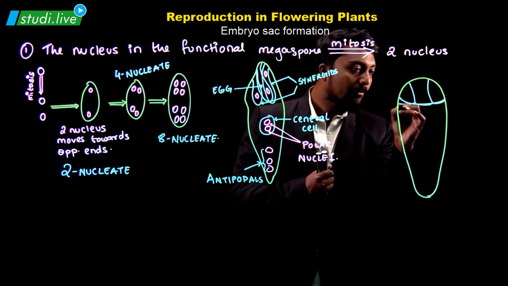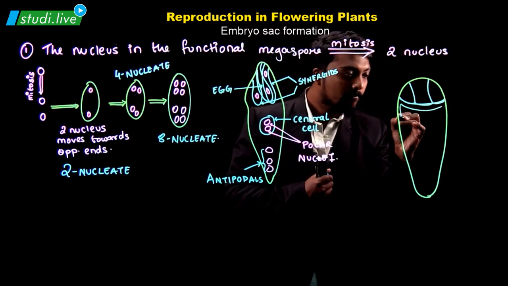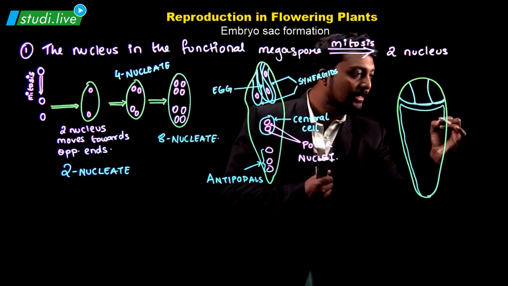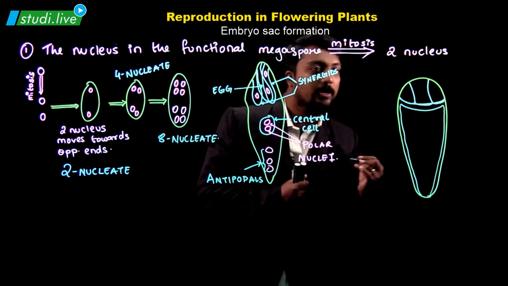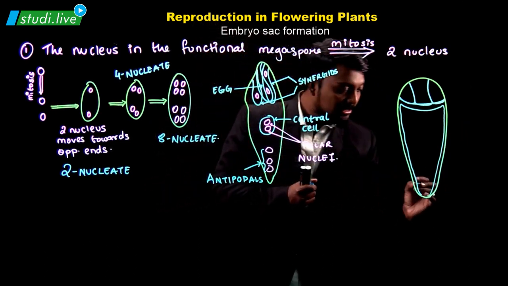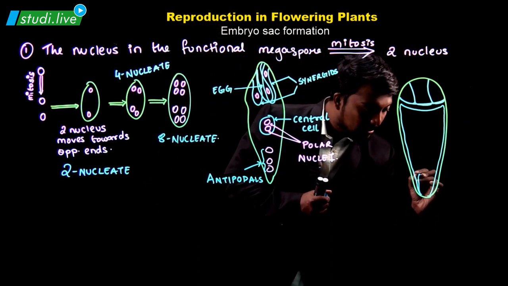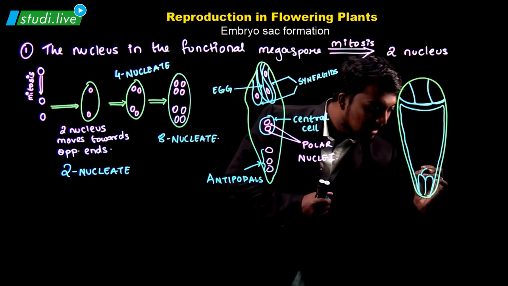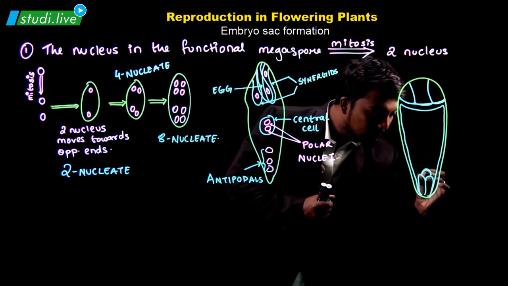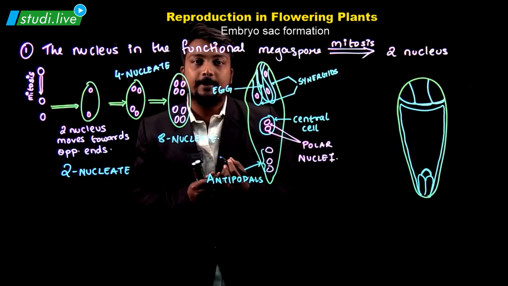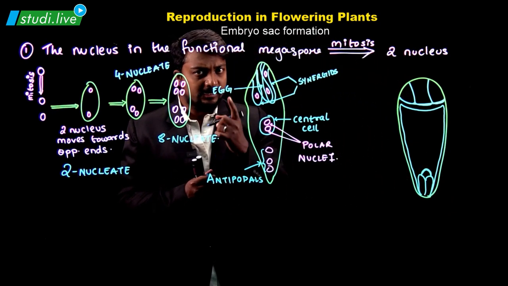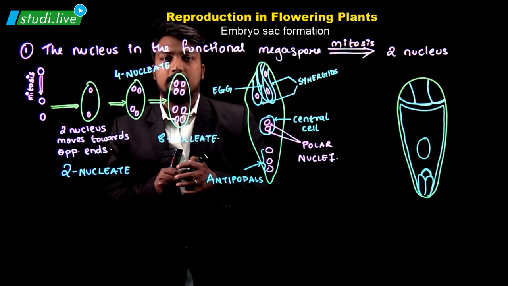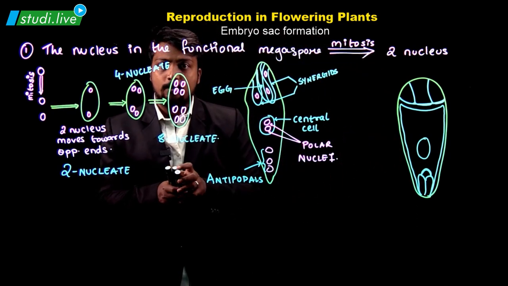Then you have the other cell's body. You have the body here. Obviously, I need the synergids. So I have the synergids, and that is the egg here. Okay. What is missing? The central cell is still missing. So let us have the central cell.